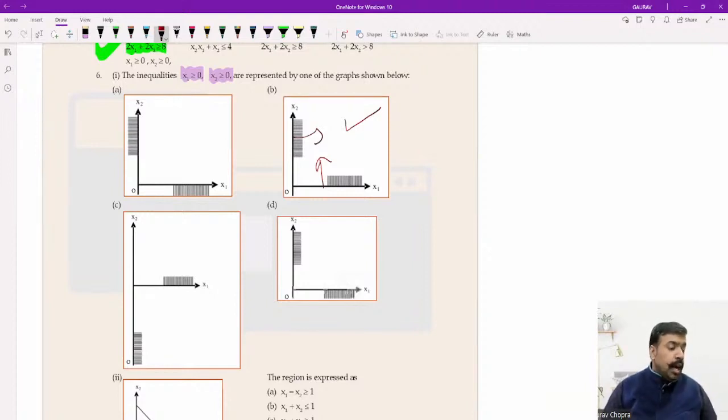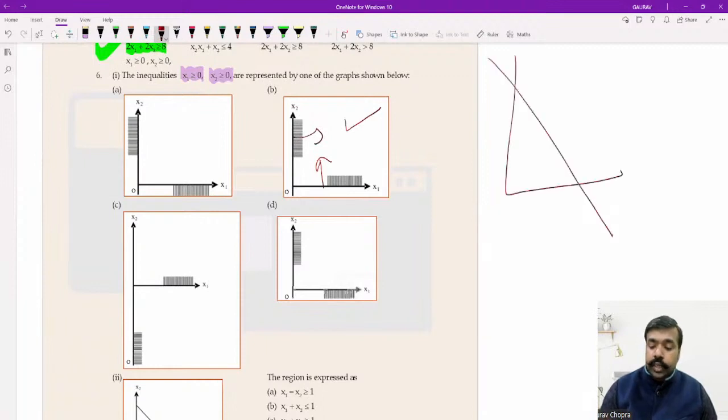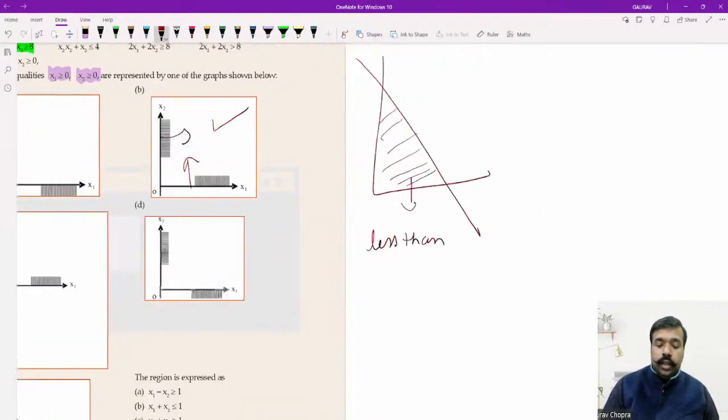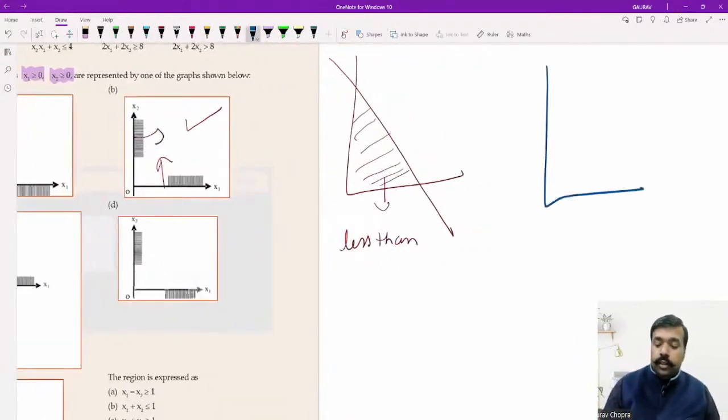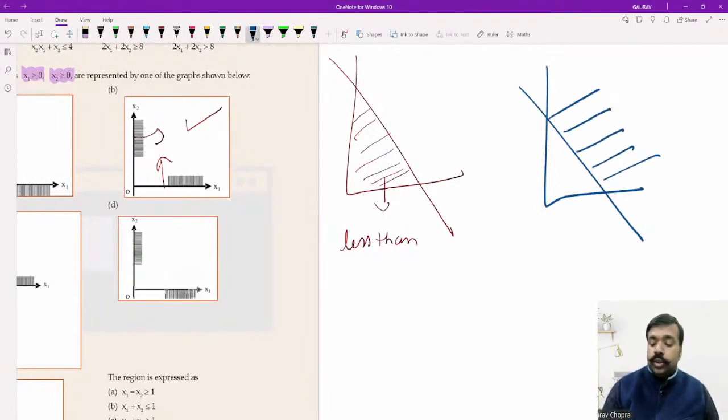Okay. Arbaz says, how to know which line indicates a greater than or less than sign? See, whenever there is a line and the shaded area is on the left hand side, it shows less than. And whenever the area is on the right hand side of the line, it shows greater than, or we can say more than. All right. So in this way, you can understand.